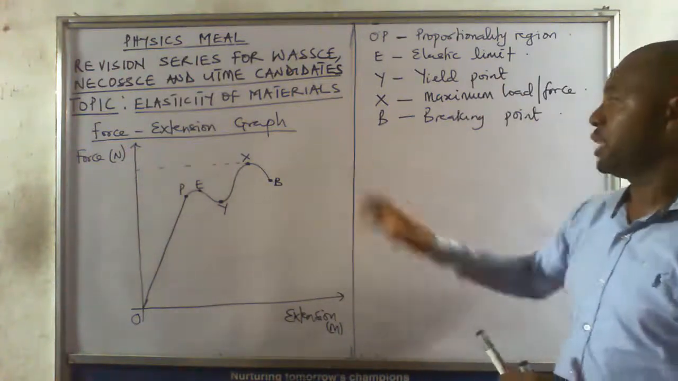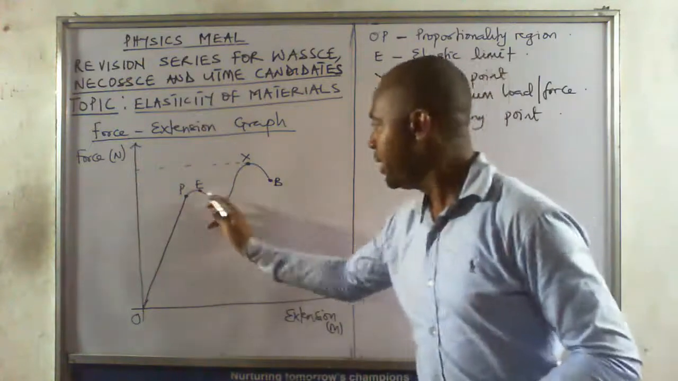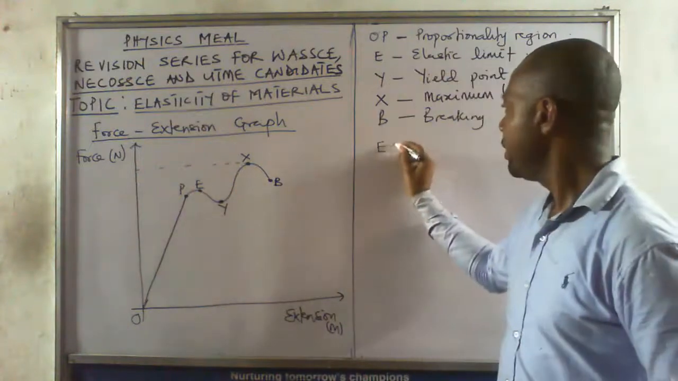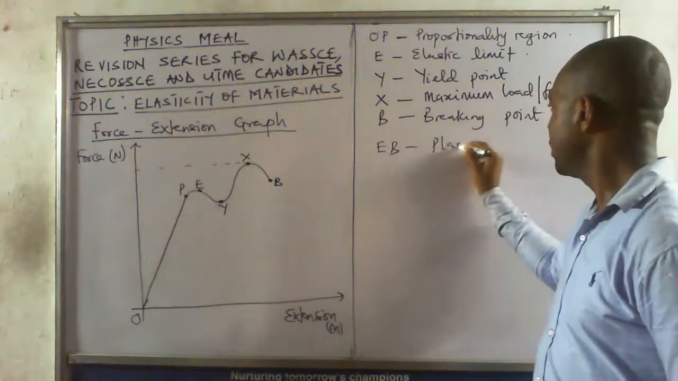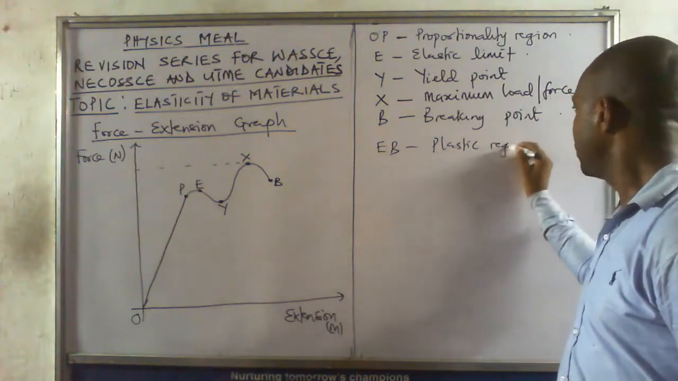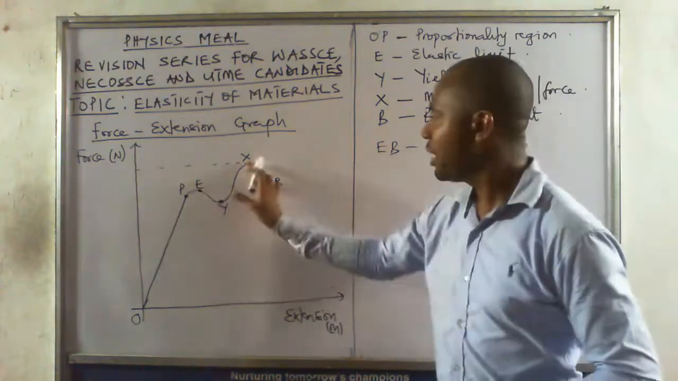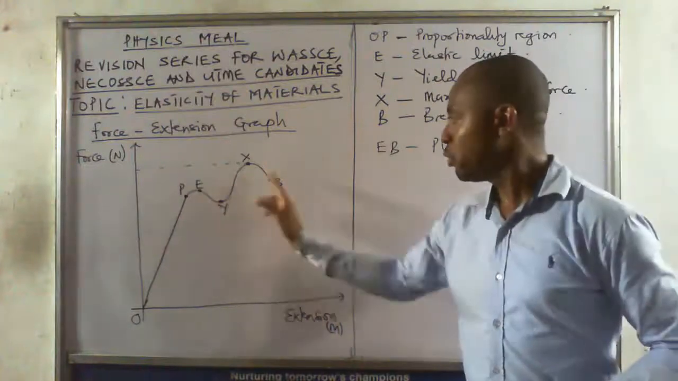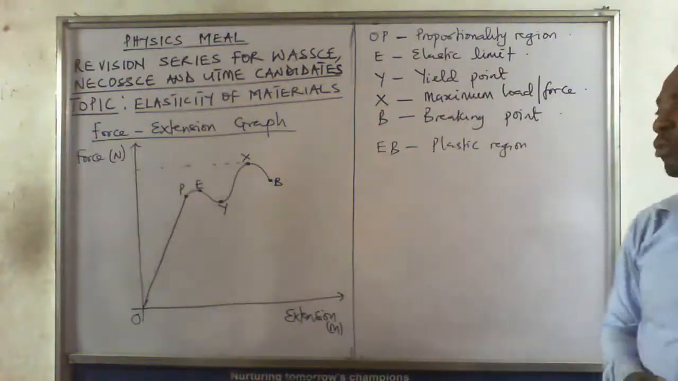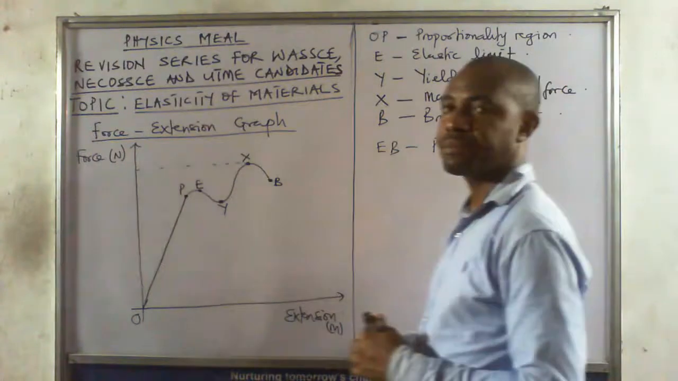Now, I want to also say this, that from E to B, that's the plastic region. At this point, the material is now behaving like what? Like a plastic. That's from E to what? B. So that's what we call the plastic region.